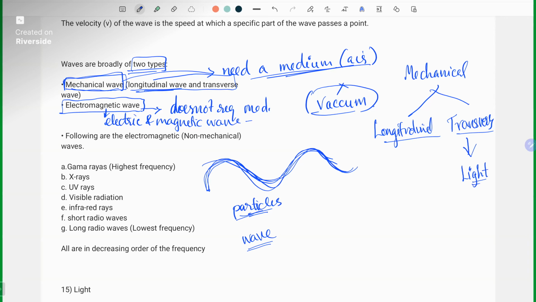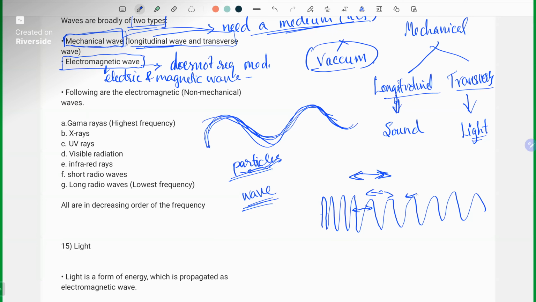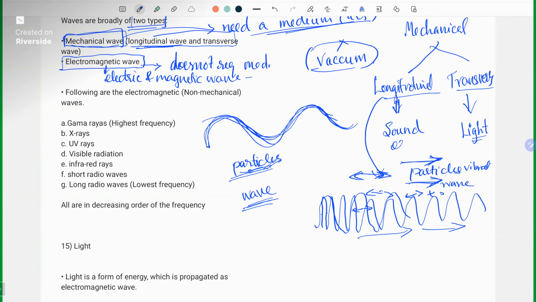See, longitudinal wave means the particles and the wave are both parallel. The particles' vibration will be left and right, back and forth, and the wave's movement will also be in this direction. The particles' vibration as well as the wave's propagation will be in one direction. That is a longitudinal wave, example sound wave.